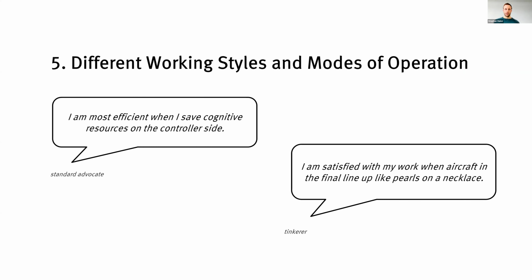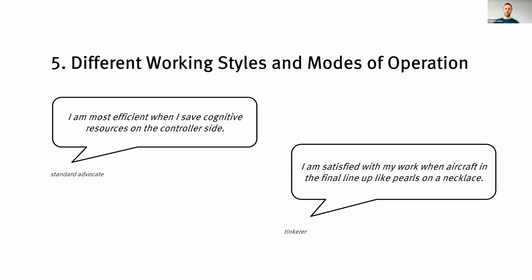What we also observed, and was really interesting considering the definition of efficiency, were different working styles and modes of operation. We called one of them standard advocates. A standard advocate would say, I am most efficient when I save cognitive resources on the controller side. So they would follow the given standard, which is totally fine, and thus save on the communication, because if no communication happens, everyone follows the standard.